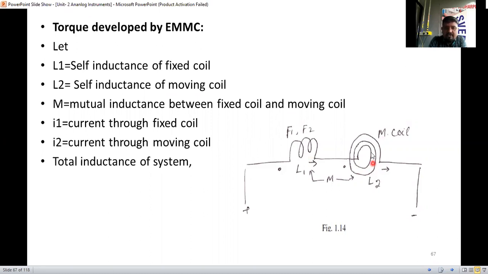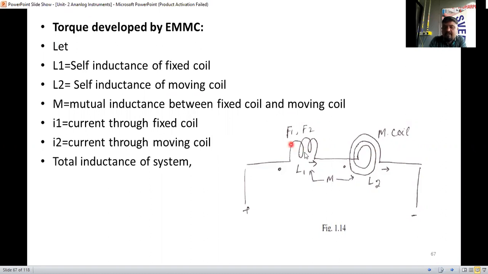So the self-inductance of the fixed coil is considered as L1, and the self-inductance of the moving coil is considered as L2. The mutual inductance between the fixed coil and the moving coil we are considering as M. The current flowing through the fixed coil is considered as I1, and the current flowing through the moving coil we have considered as I2 here. Is it clear?